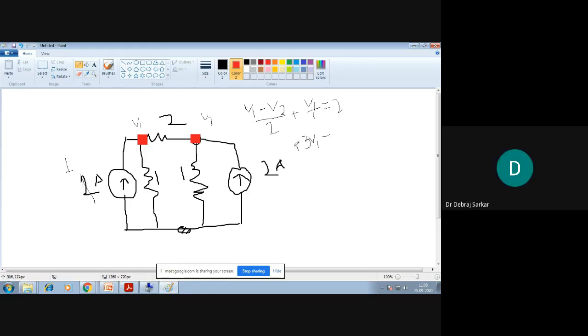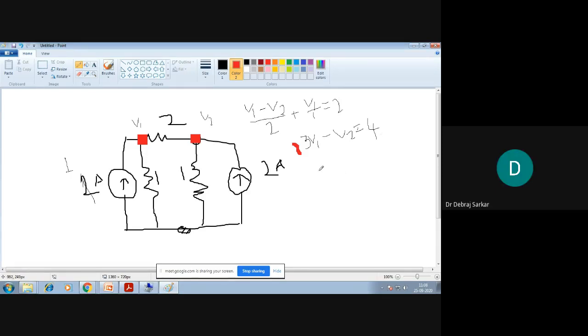3V1. So this is not 13, right? Do not confuse it to be a 13. Where is the eraser? Sorry, this is a bad thing. Whatever, do not consider this. 3V1 minus V2 equal to how much? 4. Oh, yes.